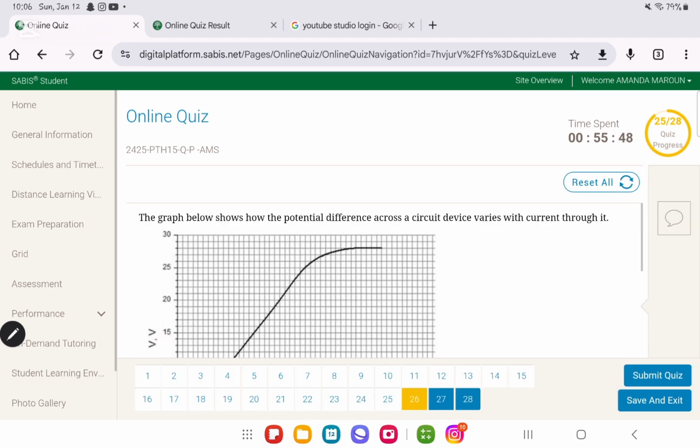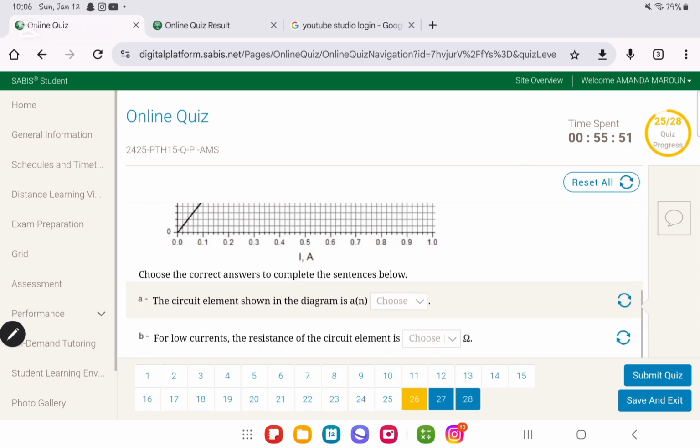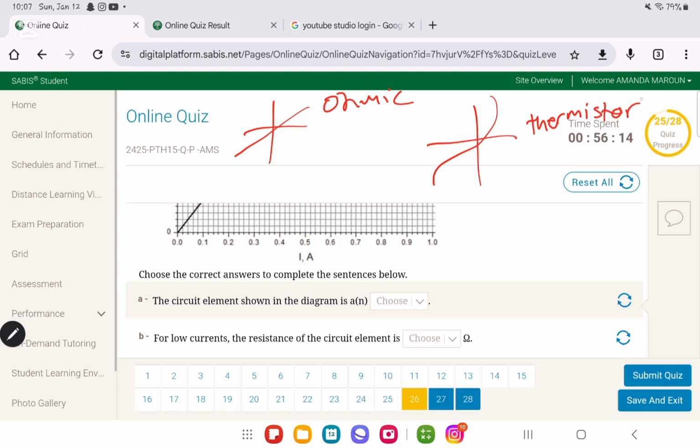Moving on to question number 26. If you remember the graphs that we drew before, I will draw them again. We have the first graph, which is a straight line passing through the origin. This is for ohmic conductors. We have a second graph, which is like this. This is for the thermistor. The third graph, which is like this, is for the filament lamp. And then the final graph, which is for semiconductors, is like this.